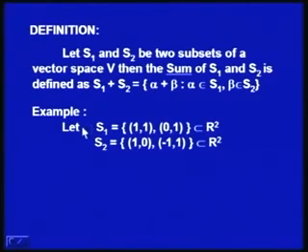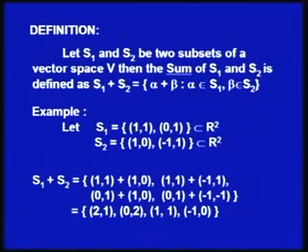For example, consider S1 as a set consisting of (1, 1) and (0, 1). Clearly this is a subset of R2. Another subset S2 consists of two vectors (1, 0) and (-1, 1). This also is a subset of R2. One may notice that R2 is a vector space.